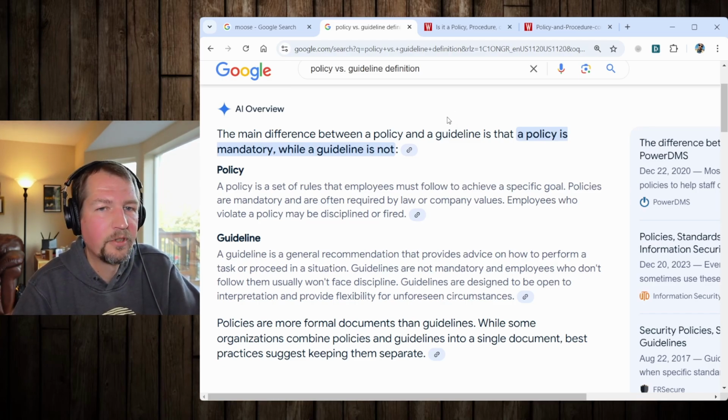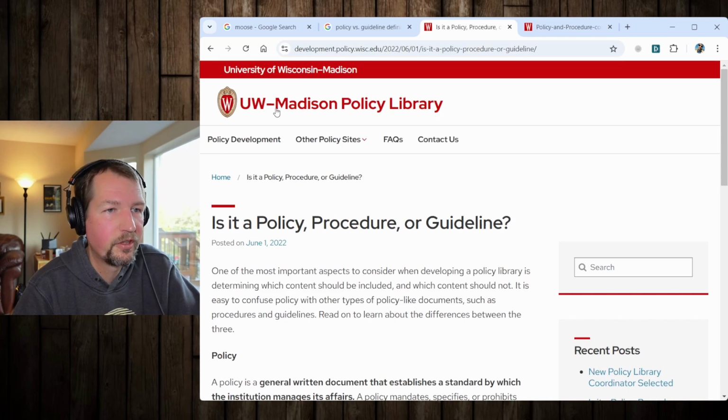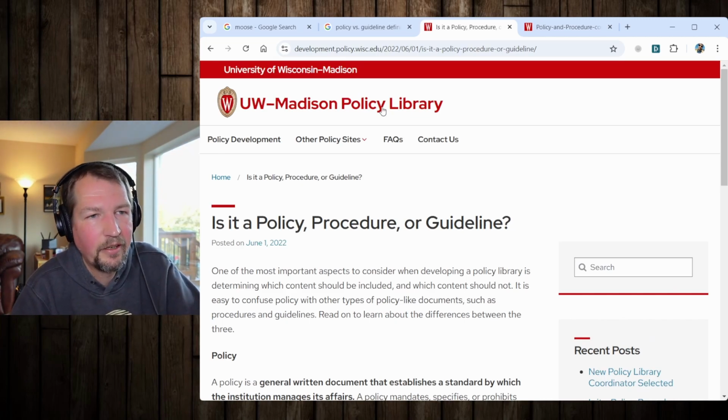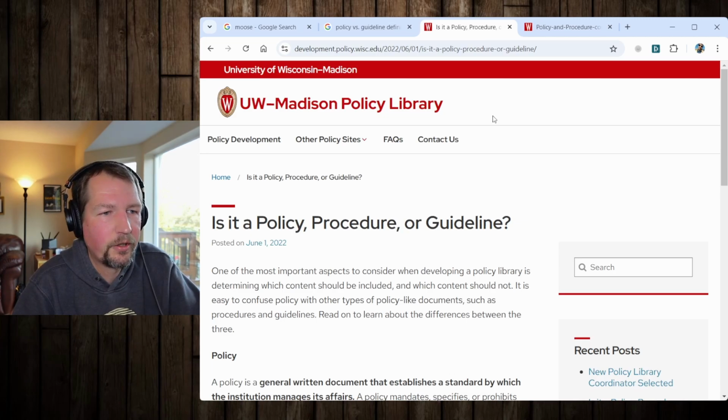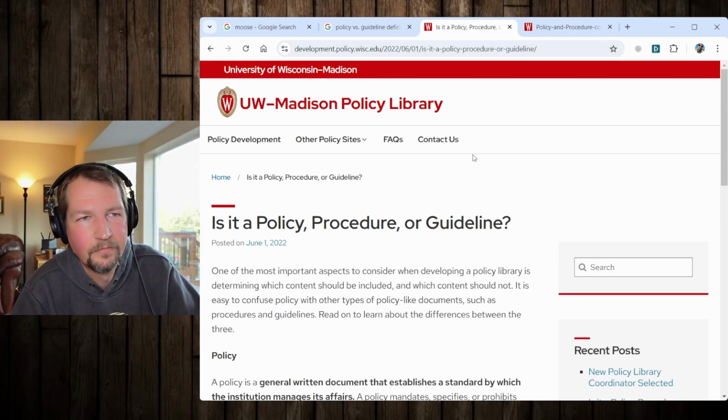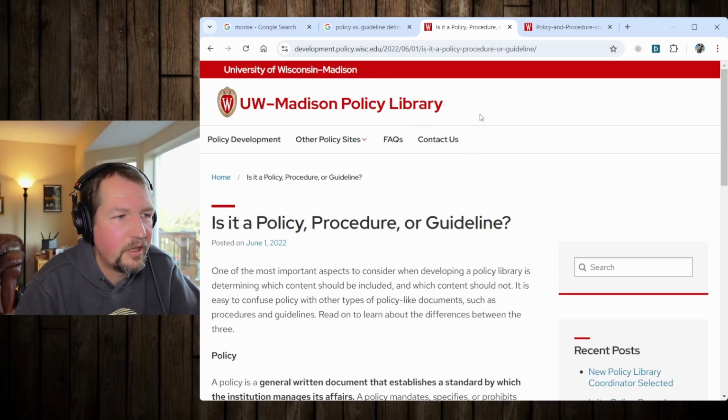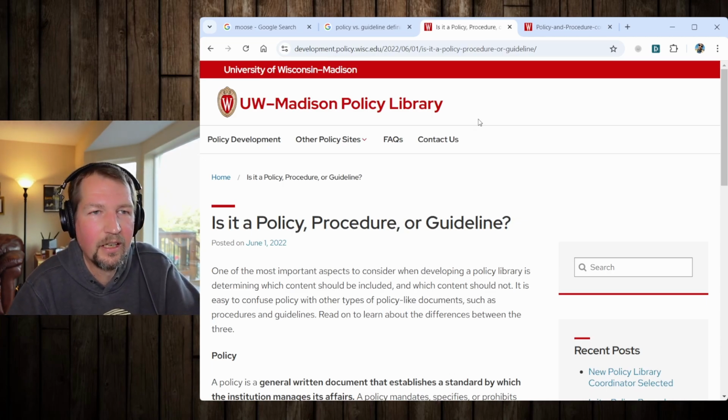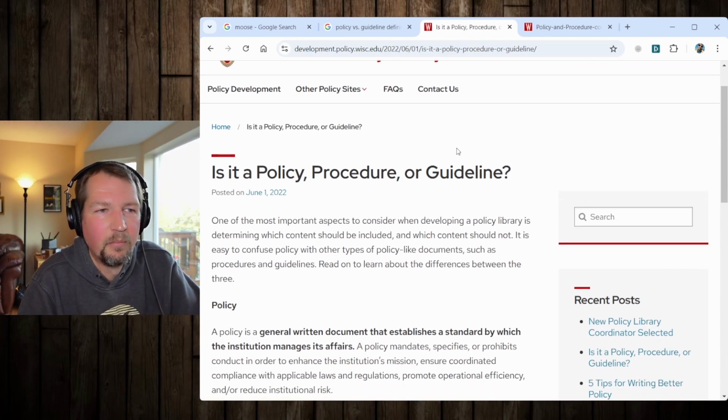Now, when I was looking around for material on this, I noticed the University of Wisconsin-Madison, which is where I went to college, so I have a fondness for it, has a nice article here on their website, development.policy.wisc.edu. I used to have a wisc.edu email address back in like 1993. Wild times. Back in the day, until I graduated.